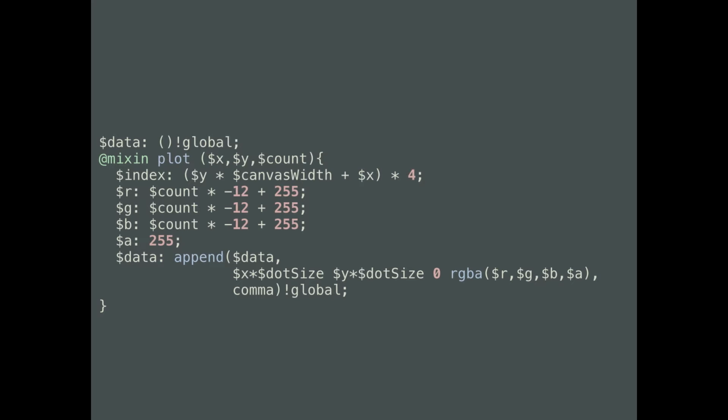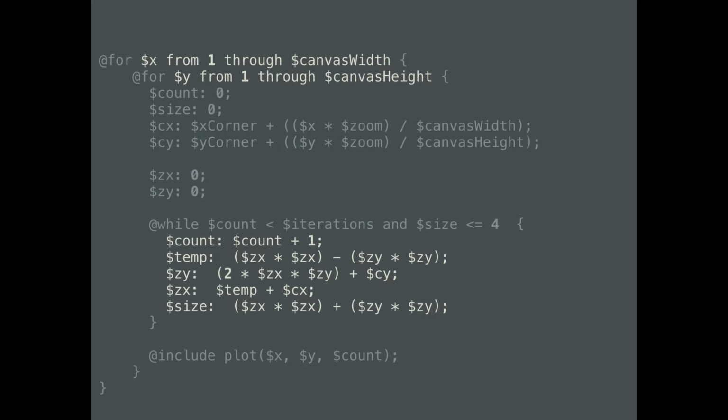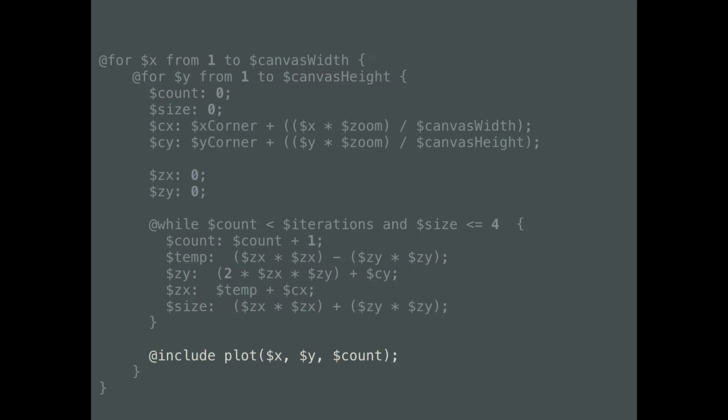What I'm doing is I have a global variable, and I have this mixin, and while I run the mixin, I'm just appending a box shadow to an empty list. So in the end, I just have a really, really big box shadow. This is the actual algorithm. I'm taking every pixel from 1 to the canvas width and from 1 to the canvas height, and then I'm running the algorithm. And when I'm done with the calculation, I'm calling the mixin. So now I'm appending another box shadow.